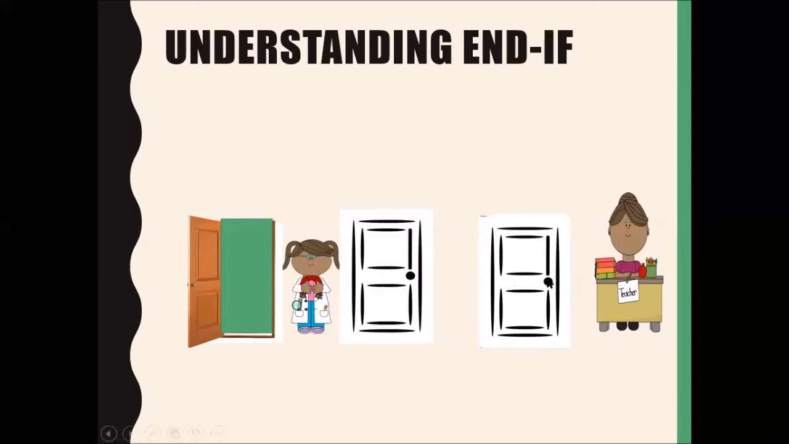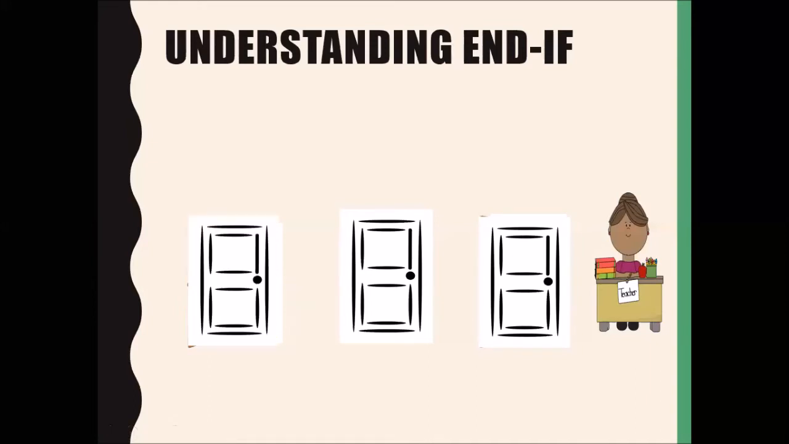So this was our first door that we had. This was our last door that we had open, but we closed it first. This is our second door that we had open. We closed that second. So now this would be her last door. So you're going to transition and close the door there. And that's the concept of your end if.